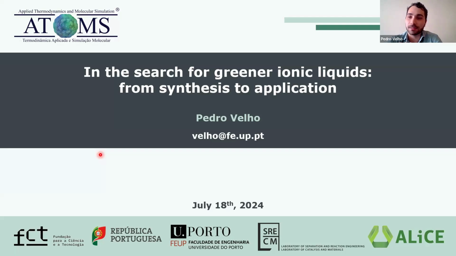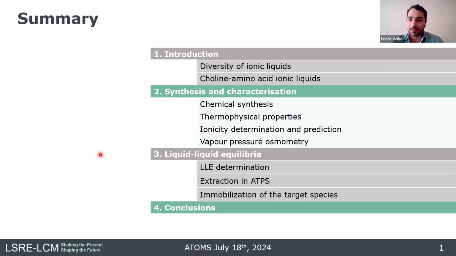And throughout the presentation, I will talk about our most recent paper. So let's say 5 years from now. And then let's see what we have been doing here at Porto. So I'll start this presentation by commenting on the diversity of ionic liquids, and then I'll move on to choline amino acid ionic liquids, which are the most promising ionic liquids, giving you some basic concepts on their synthesis, on their thermophysical characterization, and then we'll move on to ionicity determination, which is a very important property concerning ionic liquids, and also to ionicity prediction using thermodynamic modeling.